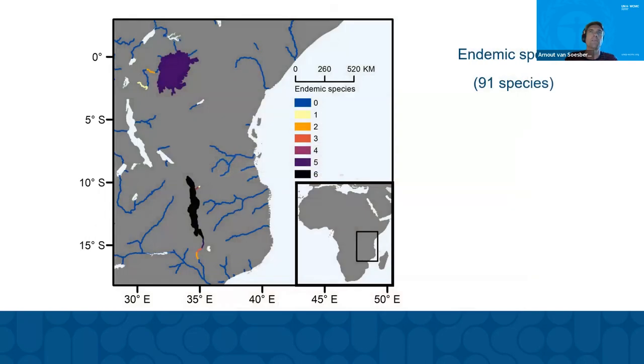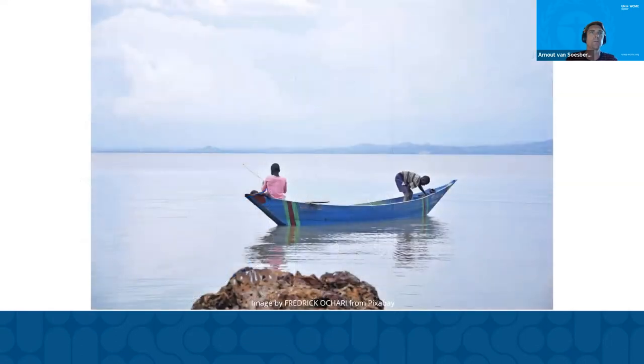Our subset of endemics identified 91 species globally, with the highest number of endemics occurring around the Rift Valley lakes of East Africa, as you can see here. So there were 6 endemic species found in Lake Malawi. And for many of these species in these regions, migrations take the form of upriver movements to spawning grounds. And the fisheries here provide a source of food and income for millions of people, but they're also under threat from unsustainable exploitation and loss of habitats.